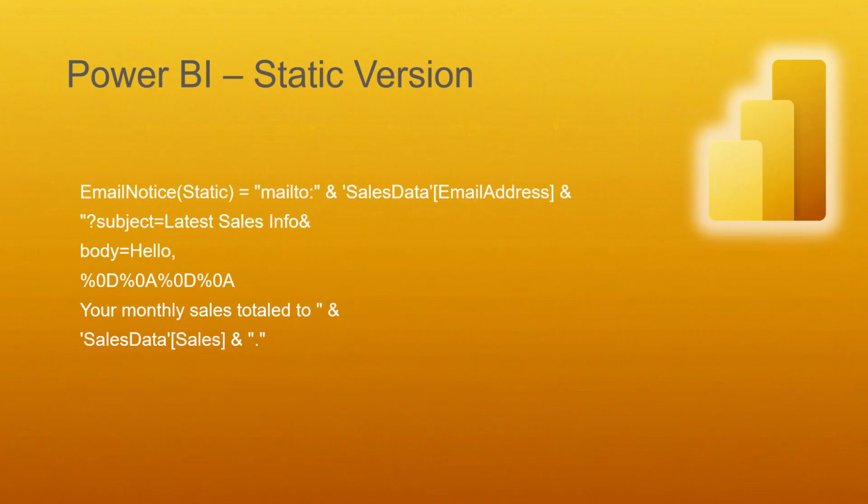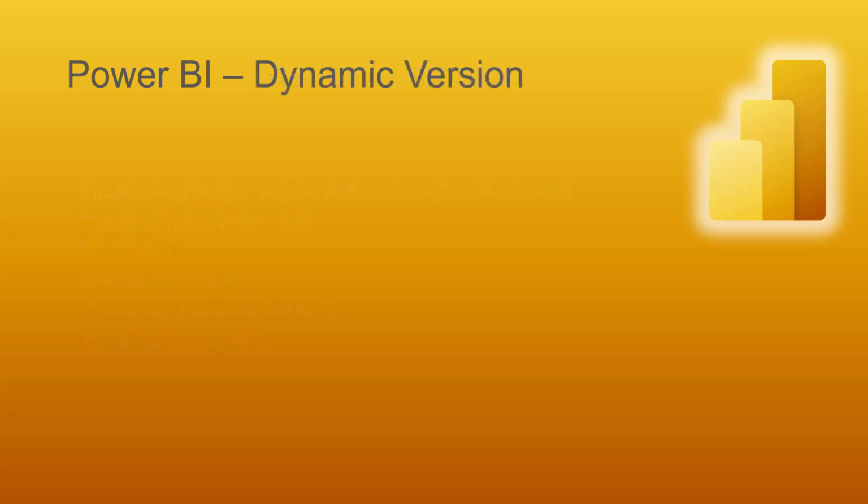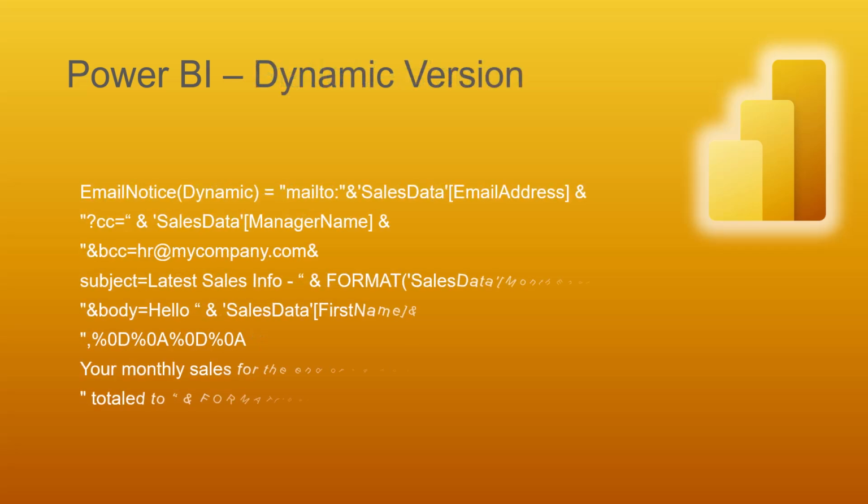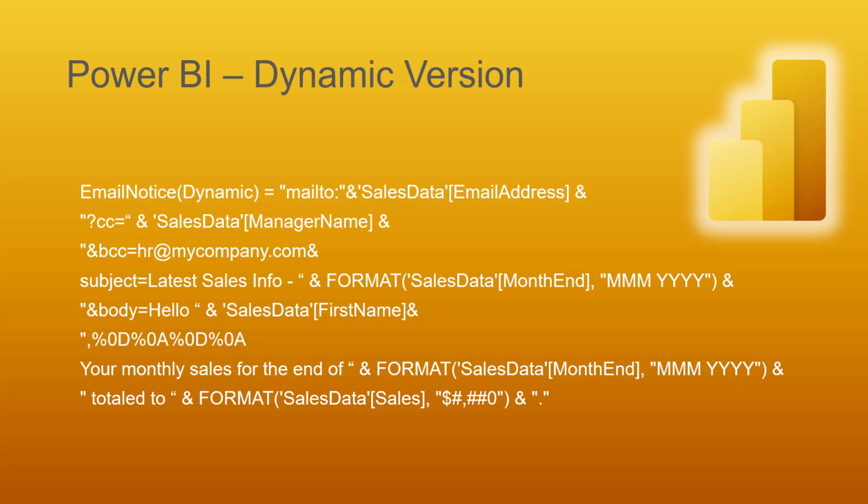So we began with this static version, but now we're going to build a dynamic version, and here's the formula for that. Now this looks incredibly scary, but again, once you break it down into its pieces, it's actually not very bad. Here we're going to use every possible argument to construct our email message. So we're going to have the Mailto with a dynamic email address. We'll have the CC that will point to a dynamic field, which is the user's manager's name.